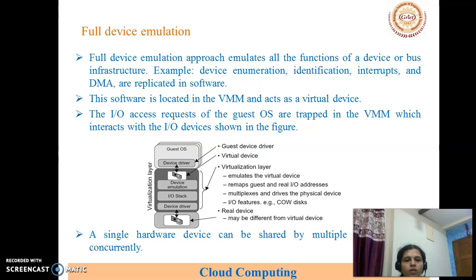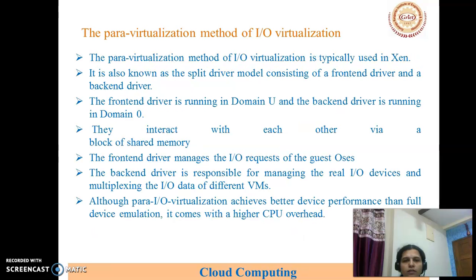The I/O access requests of the guest OS are trapped in the VMM, which interacts with the I/O devices, as shown in the figure. This picture shows how full device emulation works. Here we have the guest device driver and the virtual device. This is the complete virtualization layer, which emulates the virtual device, remaps the guest and real I/O addresses, multiplexes and drives the physical device, I/O features, and the real device. The host computer may be different from the other virtual devices. A single hardware device can be shared by multiple virtual machines that run concurrently.